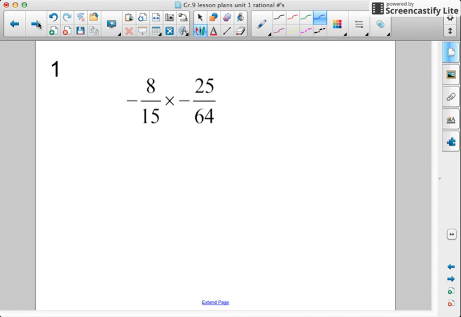Let's try another one here. So I can recognize that 8 and 64 have a common factor of 8, so I could divide by 8. Divide by 8. I'm doing it on the top and the bottom. That will keep it equivalent. So this becomes 8, this becomes 1. Now 15 and 25 have a common factor of 5, so I'm going to divide by 5 on the top and the bottom. So this one becomes 3, this one becomes 5.